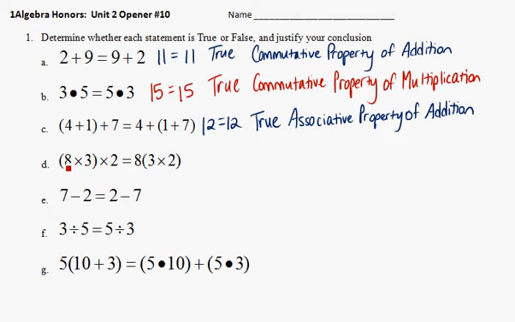Let's check and see in part D if the associative property also holds true for multiplication. Let's do on the left-hand side, 8 times 3 we have to do first because that's in parentheses. That's 24 times 2 equals 48. On the right-hand side, we have to do 3 times 2 first because that's in parentheses. And we get 6 times 8 is also 48. So this one's true also, and this is a demonstration of the associative property of multiplication. We changed the way that we grouped these terms.